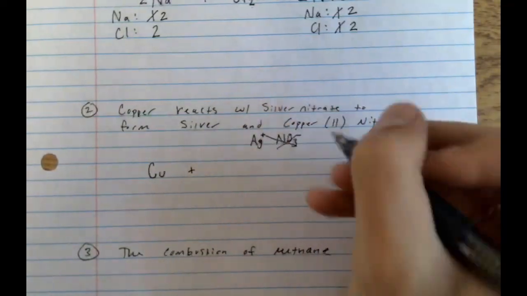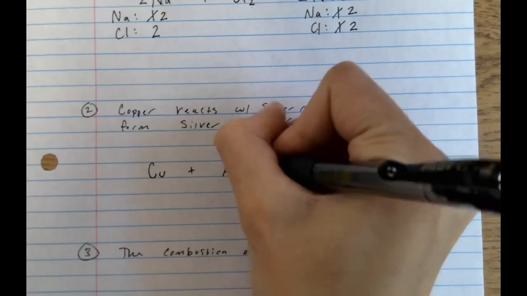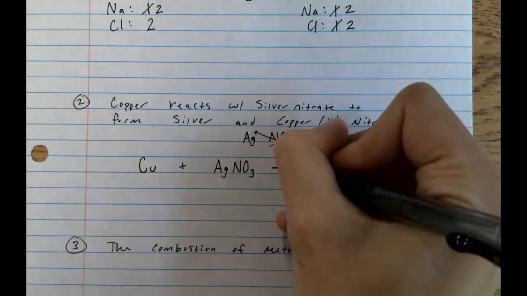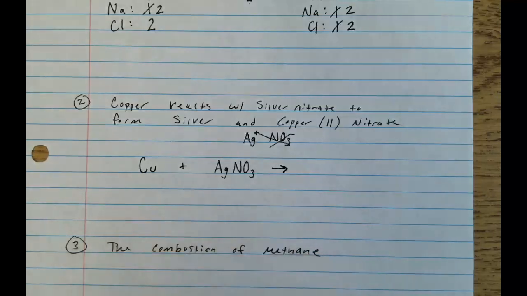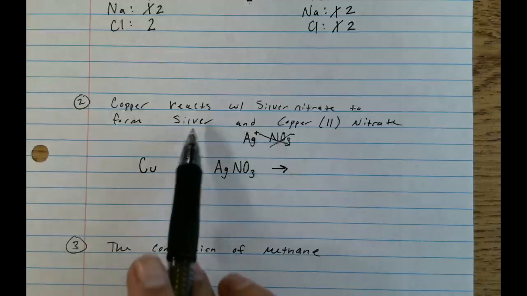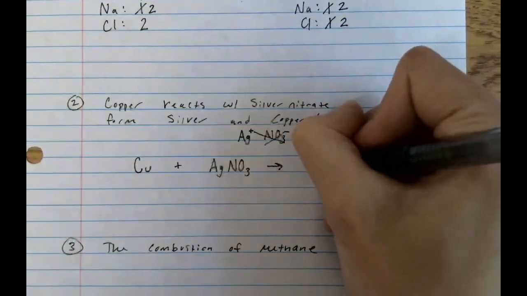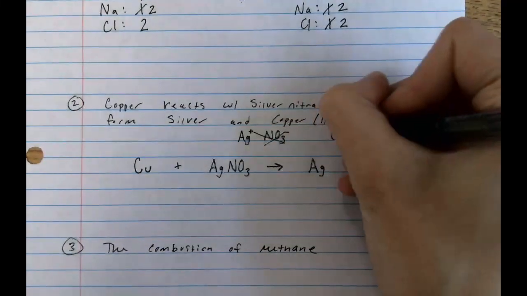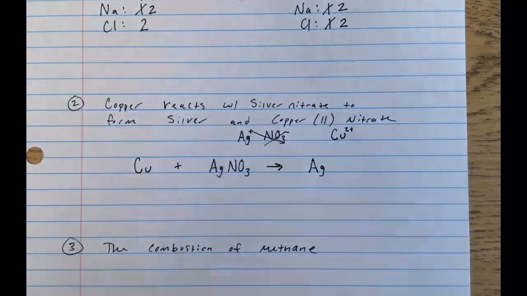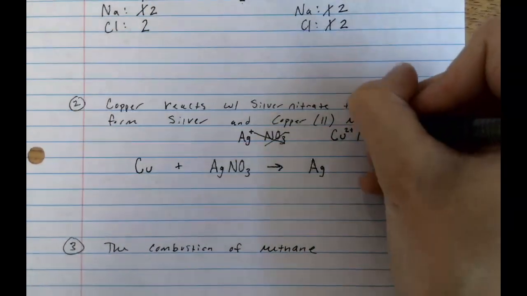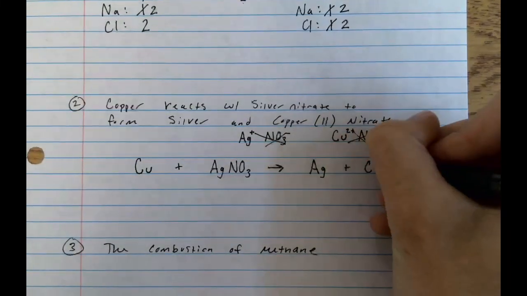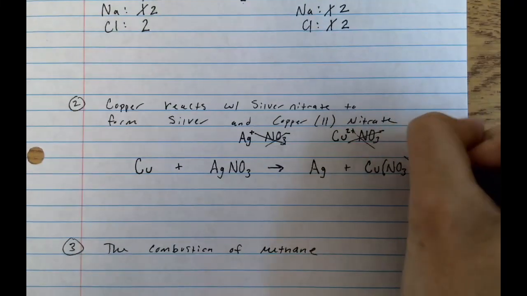So when you crisscross that, you get AgNO3. Now, generally, when you have a metal reacting with a compound, you know that this is a single replacement reaction. What's nice about this problem is I told you what's going to form. So we have silver. So silver is Ag. And then we have copper 2 nitrate. So that means the charge for copper that I'm going to crisscross with nitrate is going to be a +2. Nitrate is still NO3-. So when we crisscross that, we get Cu(NO3)2.